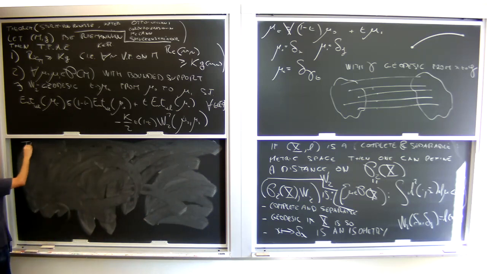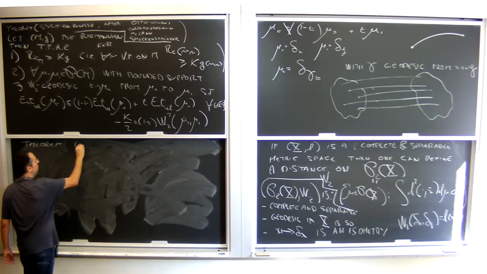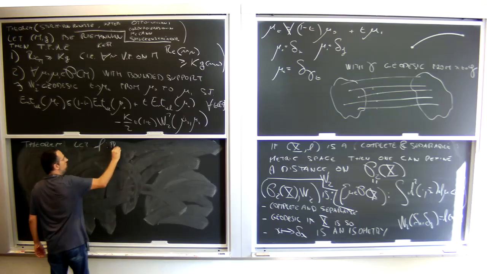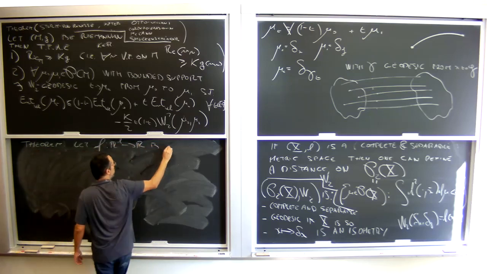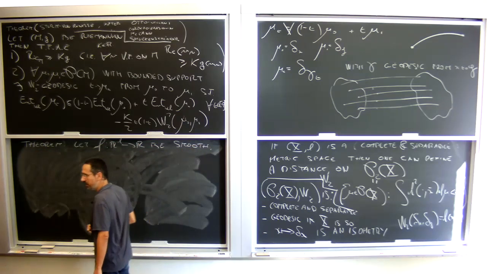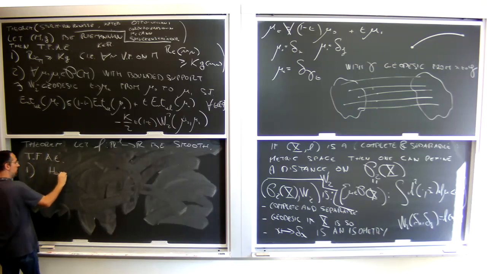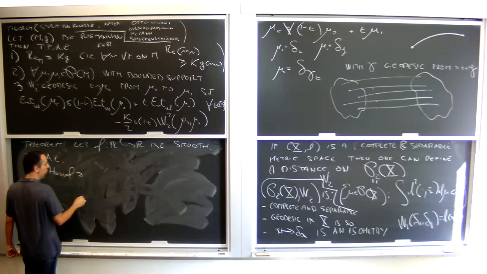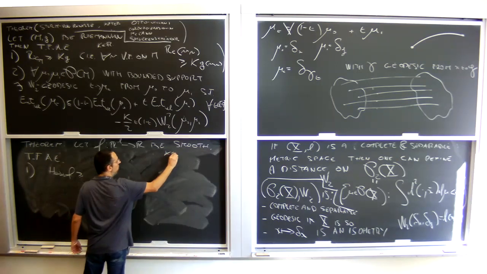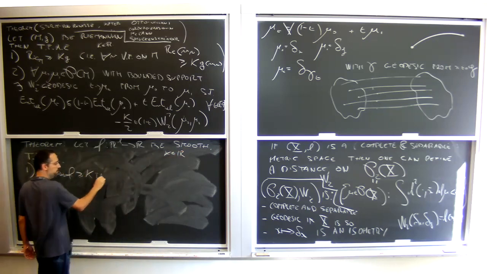Theorem. Let F from R^d into R be smooth. Then the following are equivalent. First, the Hessian of F is bounded from below uniformly, say by a number k. It's bounded from below by k times the identity.